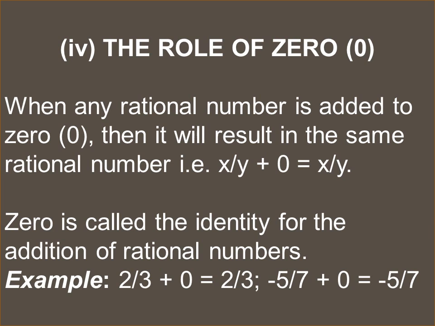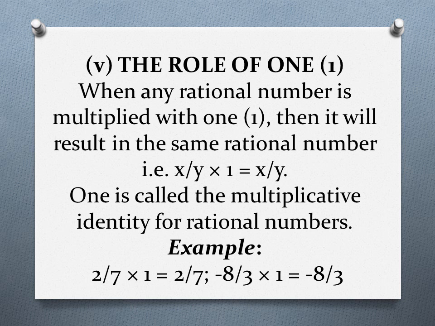You can take many more examples. See, if you add 1 by 2 to 0, the result is 1 by 2 only. If you take 4 by 5 and you add it with 0, the result is 4 by 5 only. If you take 5 by 6 and you add it to 0, the result is 5 by 6 only. So every time whenever you add 0 to any rational number, the result will be the same rational number.